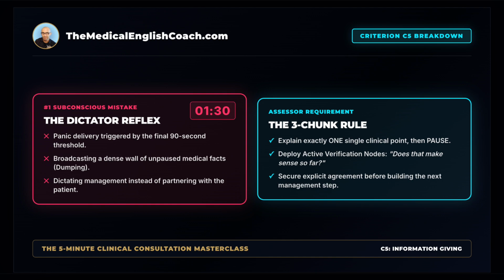C5 requires the 3-chunk rule. You must explain one single clinical point, pause immediately, and actively check understanding by asking, "Does that make sense so far?" You cannot build the next step until they agree. If you string 3 management steps together without an active check, you are dumping information, not giving it.